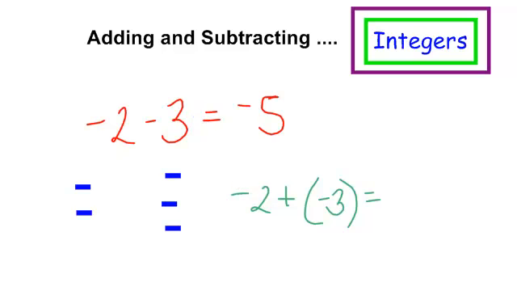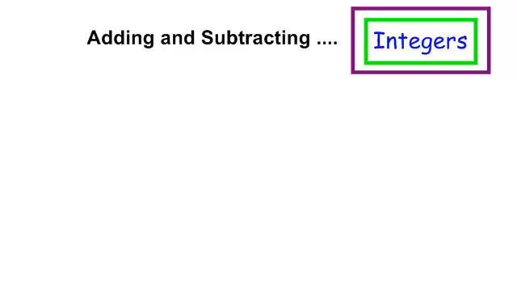But plus a negative is still a negative. I will have lots of negatives. Nothing will cancel out, and that's how I got negative 5. Okay, so let's learn some rules for this.